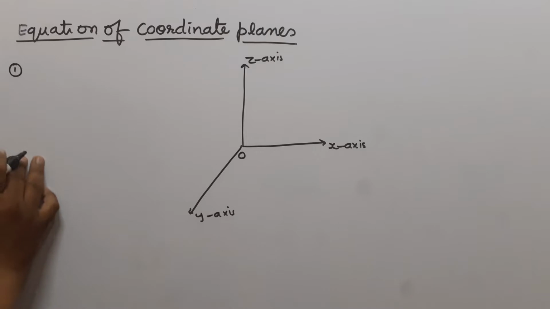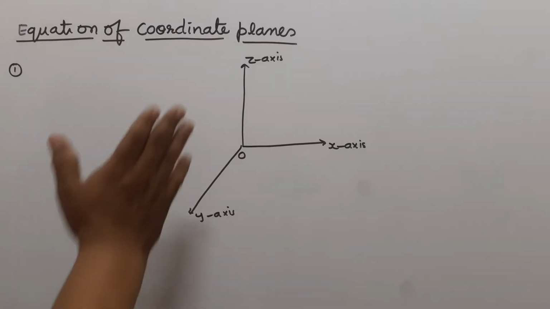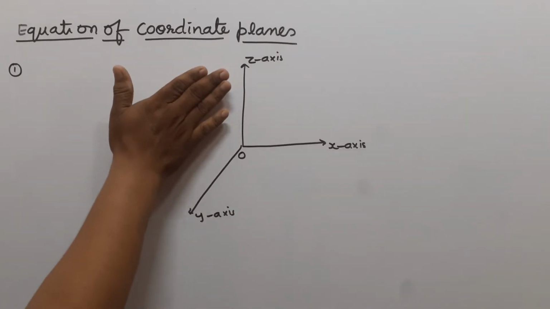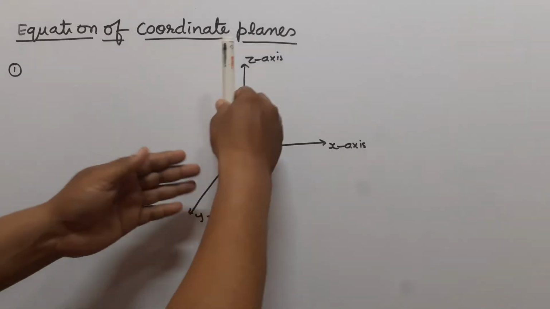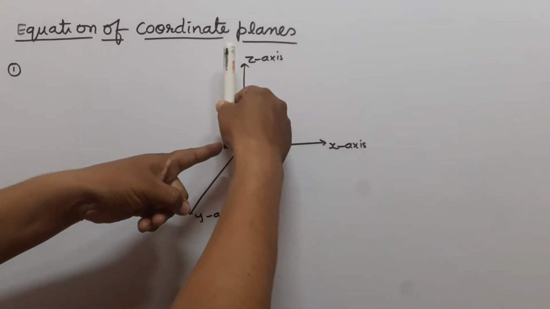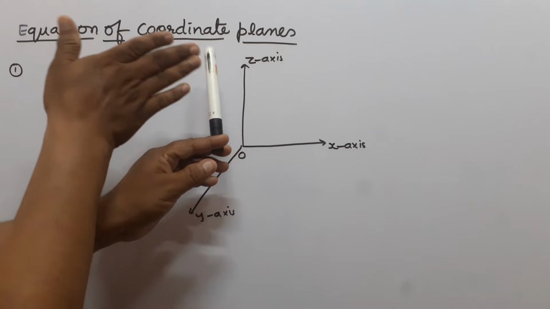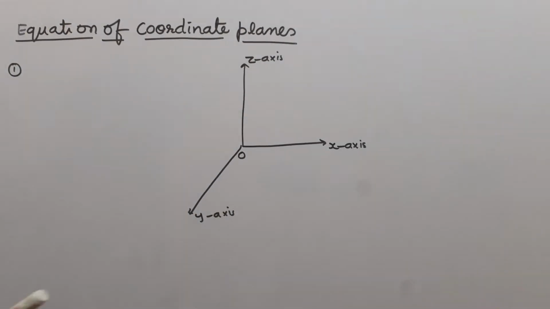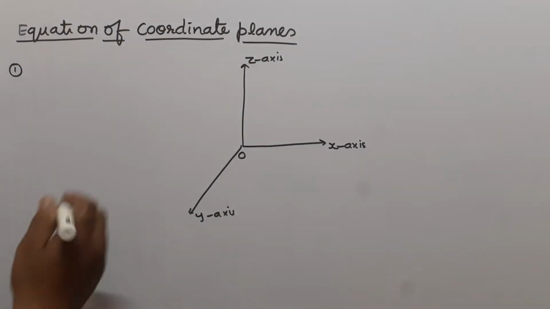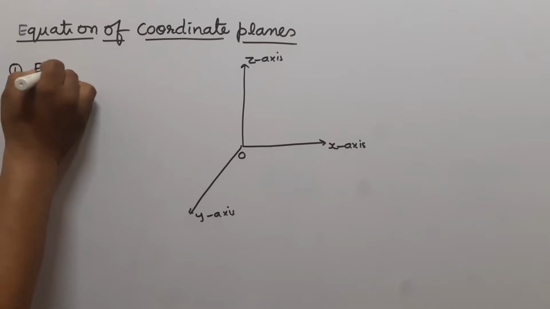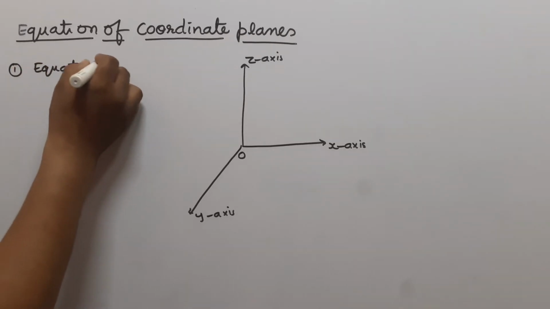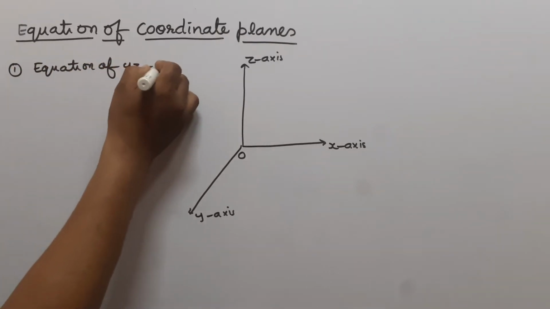So first we find the equation of the yz plane. This is the z-axis and this is the y-axis. So this plane is the yz plane. So first we find the equation of the yz plane.